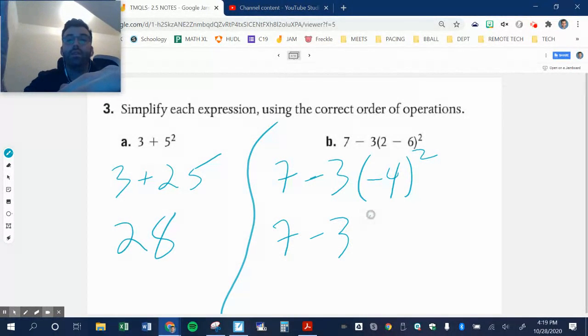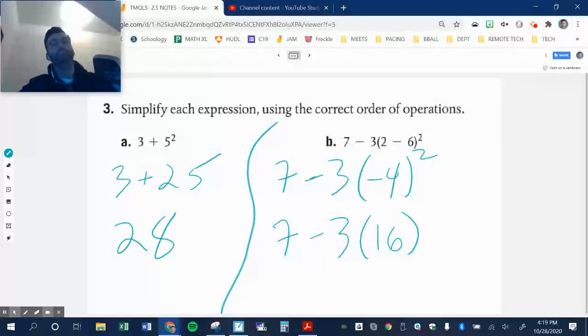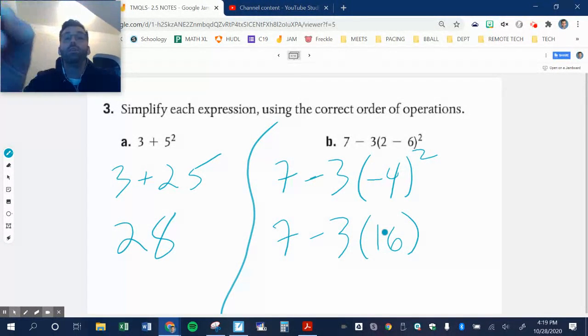I have to square that negative 4 first to get 16. Remember, that's negative 4 times negative 4. If you input that into your calculator, you must have parentheses around the negative 4. Using Desmos as a calculator, you must have parentheses around the negative 4, no matter what, because if you do not, you would have a negative 16 here.